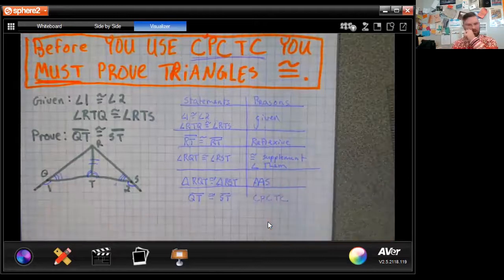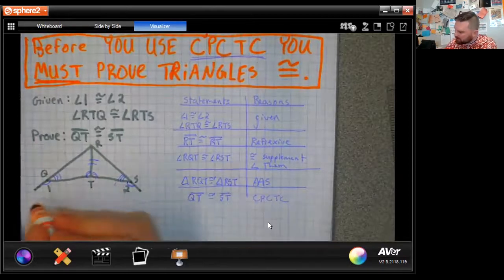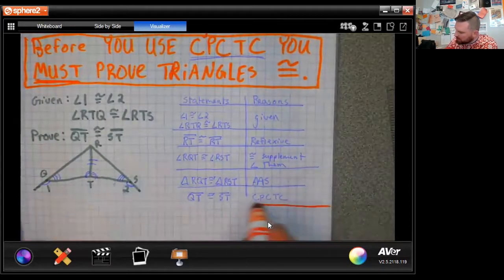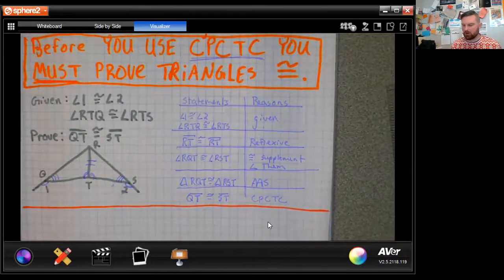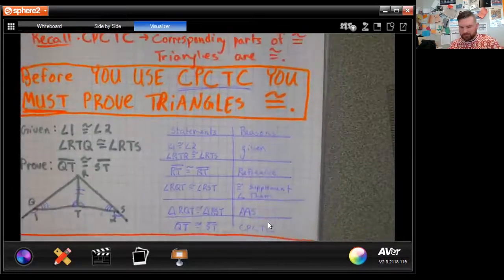CPCTC: corresponding parts of congruent triangles are congruent. Okay, so the hard part here is just proving that your two triangles are congruent. Once you prove they're congruent, everything after that is CPCTC. All the parts are just CPCTC.